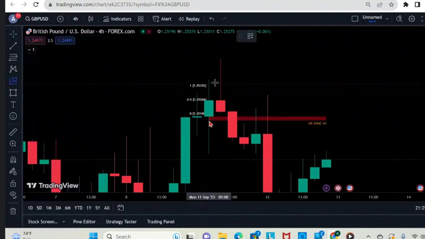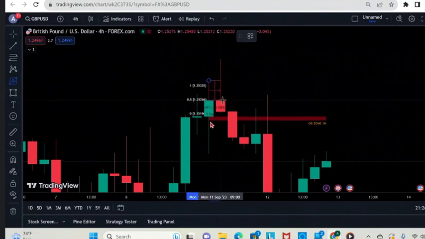Remember, the way I'm showing you how to do it shows you where consequent encroachment is on a dime. But if you just use the red zone, you're going to have to manually see where consequent encroachment is. So it's whatever works for you, whatever floats your boat.